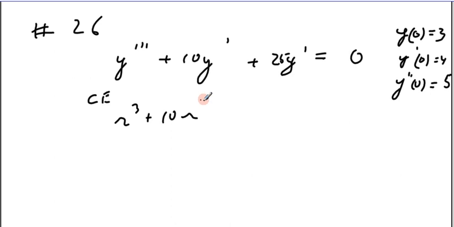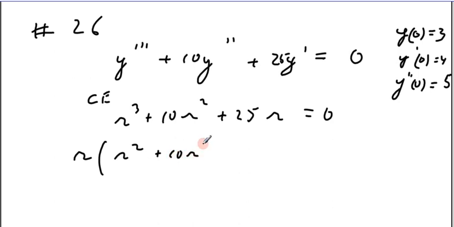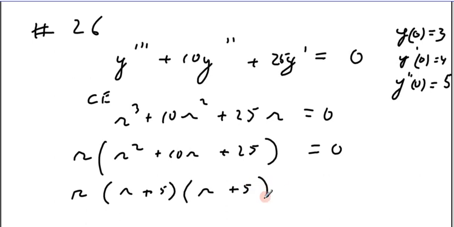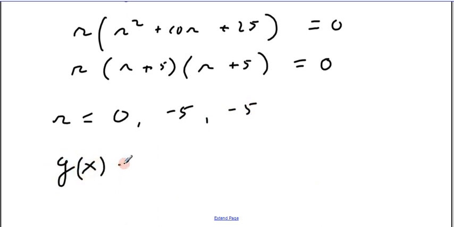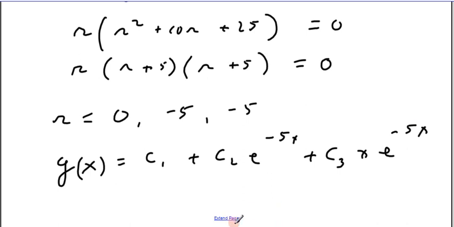Okay, so we have a characteristic equation, r cubed plus 10r squared plus 25r is 0. We bring out an r, r squared plus 10r plus 25 is 0. We factor that, r plus 5, r plus 5 is equal to 0. And we find that r can be 0, it can be minus 5, or it can be minus 5. So y of x is going to be c1 plus c2 e to the minus 5x plus c3x e to the minus 5x. Isn't that lovely? Now, in this particular problem, we have initial conditions, so we are going to have to find C1, C2, and C3. And that was really cool there.